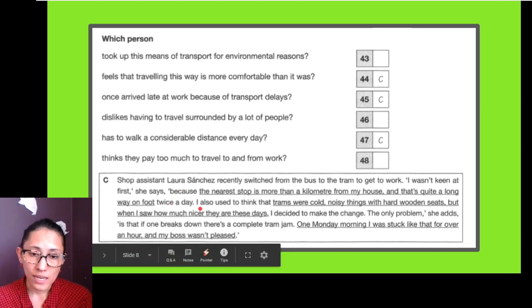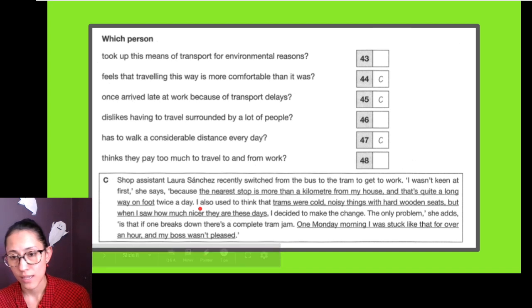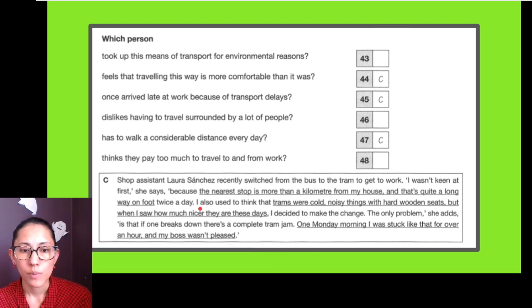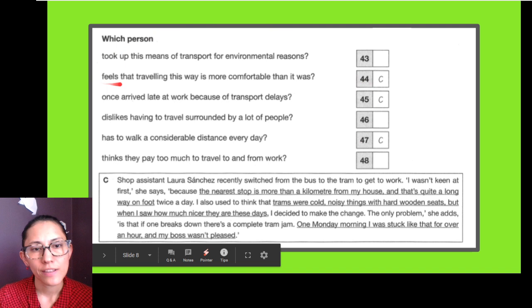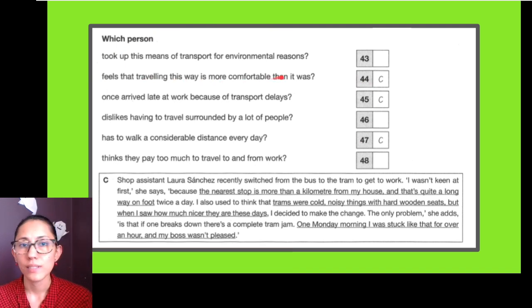If we continue reading: I also used to think that trams were cold, noisy things with hard wooden seats, but when I saw how much nicer they are these days, I decided to make the change. So that idea is supporting question number 44: which person feels that traveling this way is more comfortable than it was before, okay?